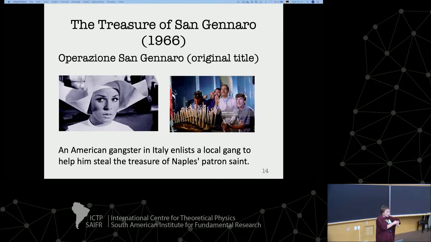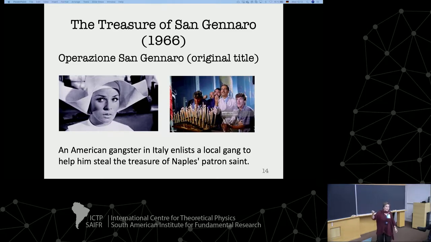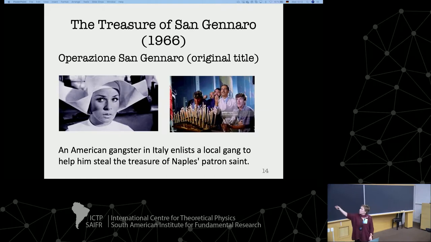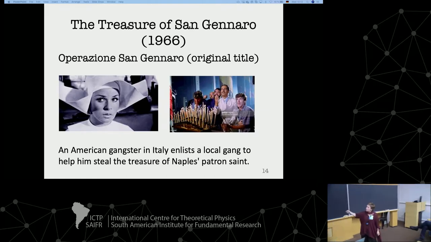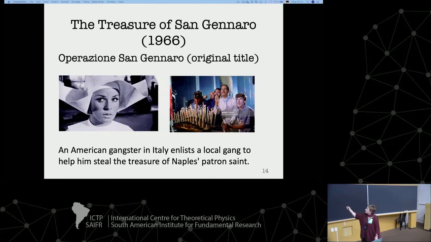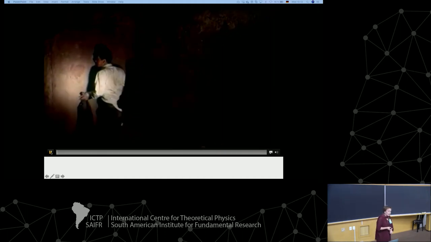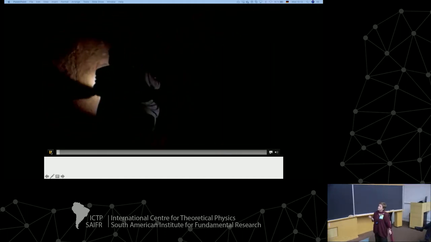So I'm going to show you, as an example, a very short fragment of a movie. It's called Treasure of San Gennaro. Very quickly about the story, American gangsters in Italy enlist a local gang to help them steal the treasure of San Gennaro. And let us see what happens.